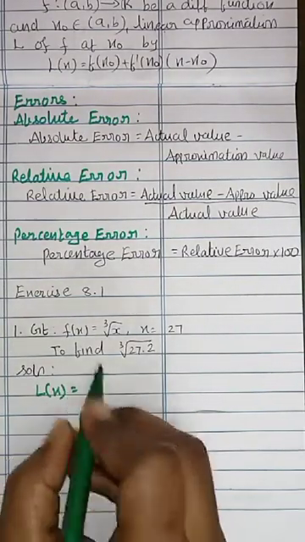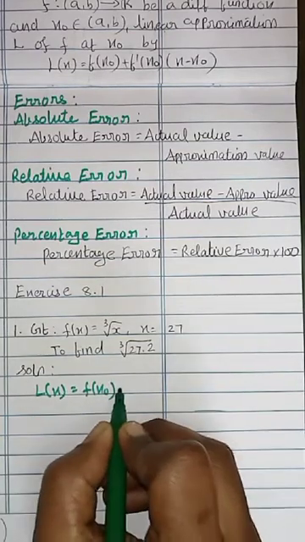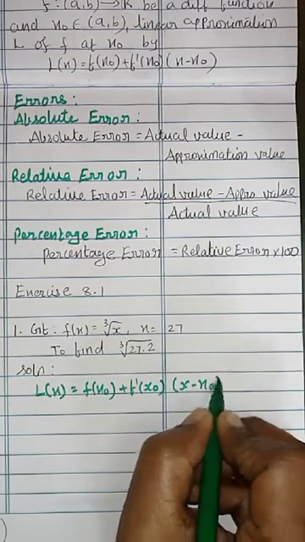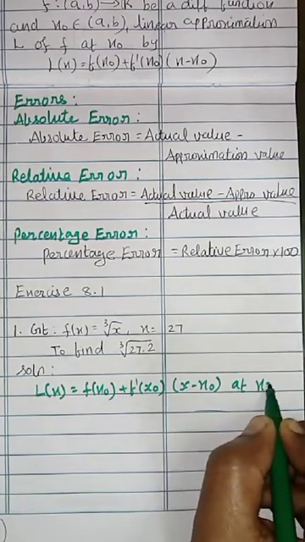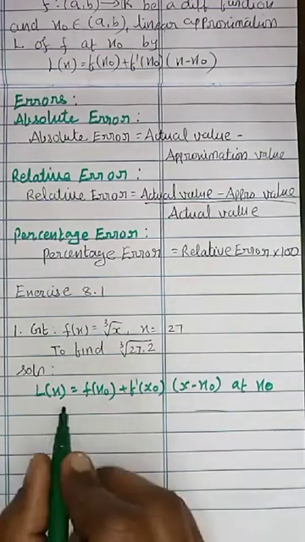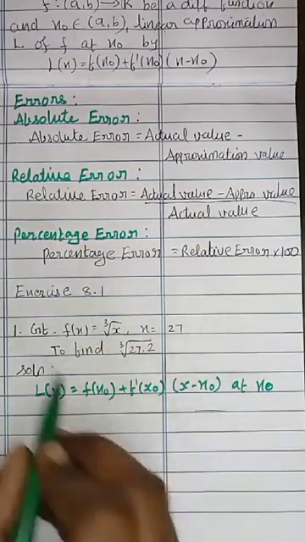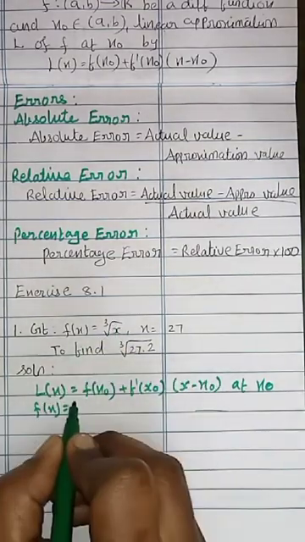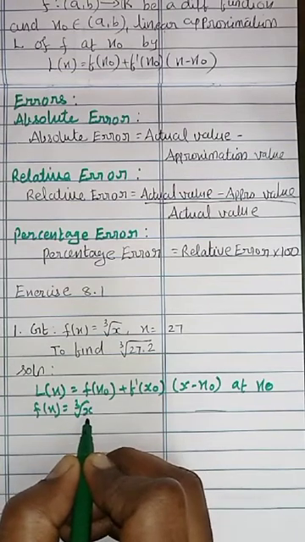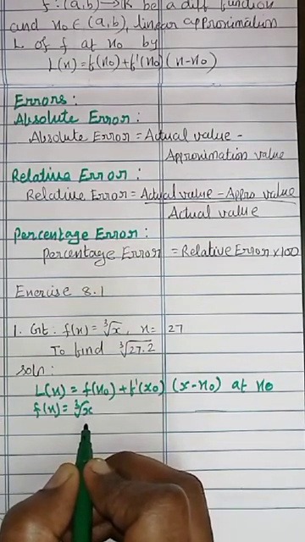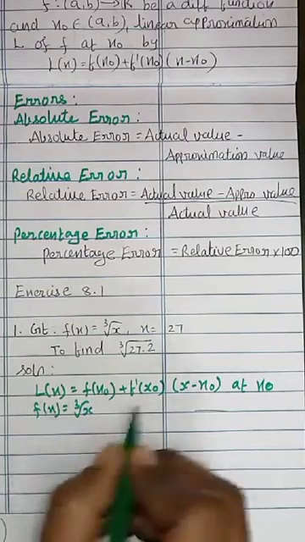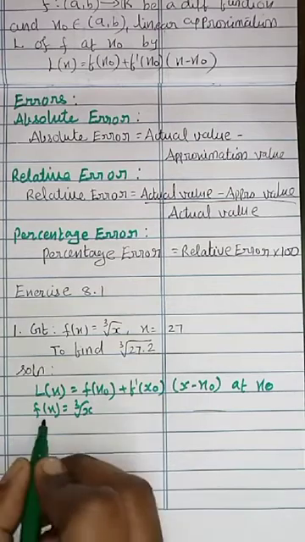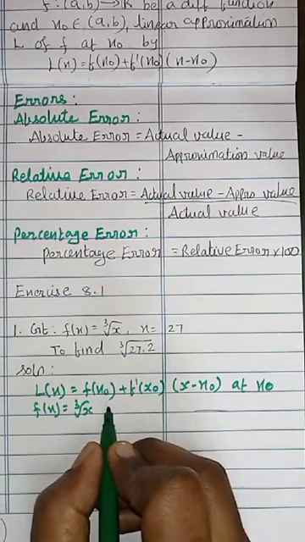Now, what is your linear approximation formula? L of x equal to f of x naught plus f dash of x naught into x minus x naught, at x equal to x naught. This is your linear approximation formula. Correct? First, what is f of x given? Cube root of x. Next, if we take f of x naught, we have to find f dash of x naught, correct? So f of x is given, we have to find f dash of x also.